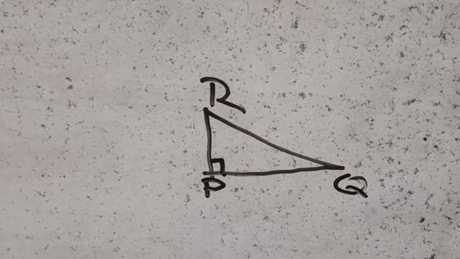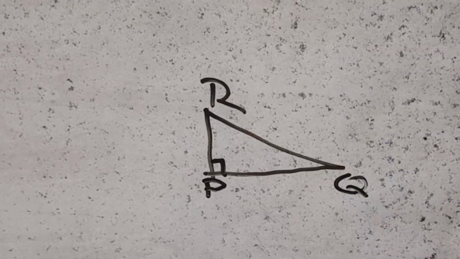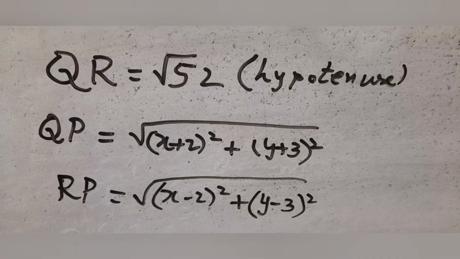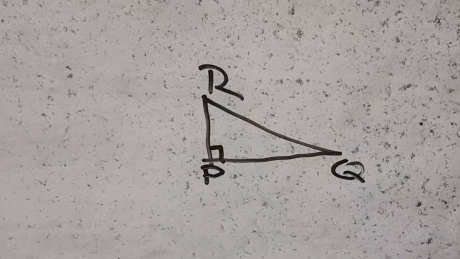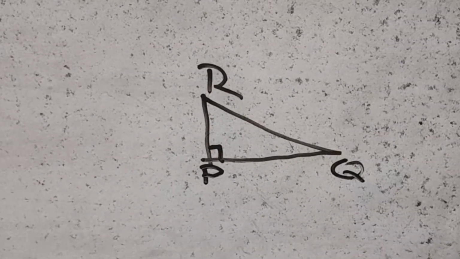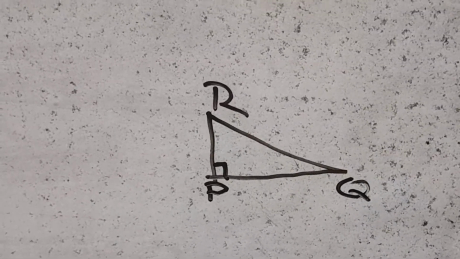Question, they say that P is the right angle, so RQ is the hypotenuse. So we apply Pythagoras theorem in triangle PQR. QP square plus RP square equal to QR square.